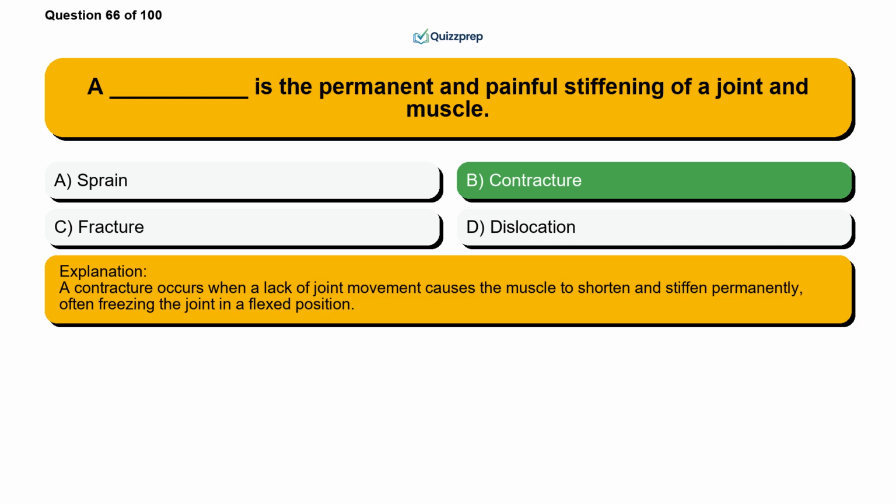A contracture occurs when a lack of joint movement causes the muscle to shorten and stiffen permanently, often freezing the joint in a flexed position.